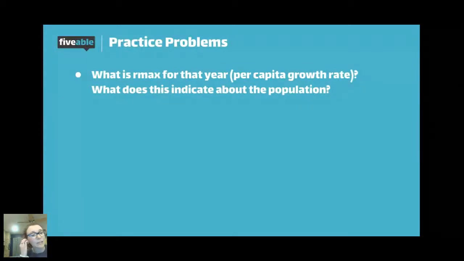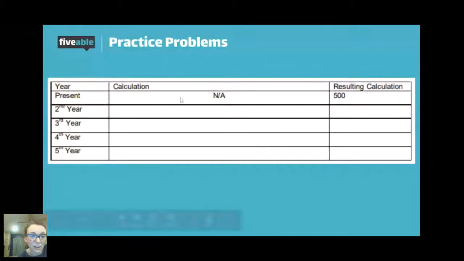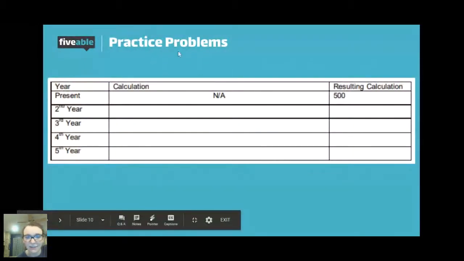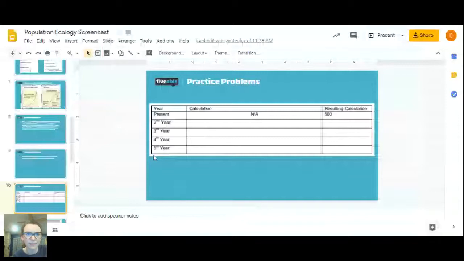Okay, we're going to take a look at the change in this population over 5 years, given the Rmax value that we have. So if we consider this population to be exponential growth, let me copy this in. Will this work? Stay tuned, I'm not sure.